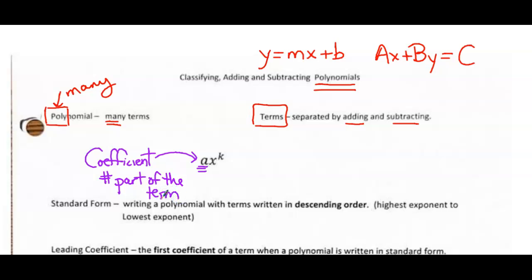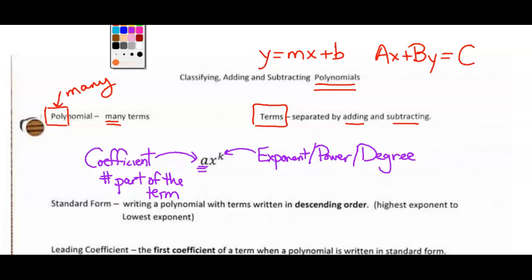And then we just did a whole lesson on powers and exponents. So this K right here represents your exponent or power. But when we deal with polynomials, sometimes we refer to the exponent and the power as the degree. So you're going to hear me talk about degree today. And then finally, this whole thing could be called a term. There's no adding and subtracting there, so that's how we know there's just one term.